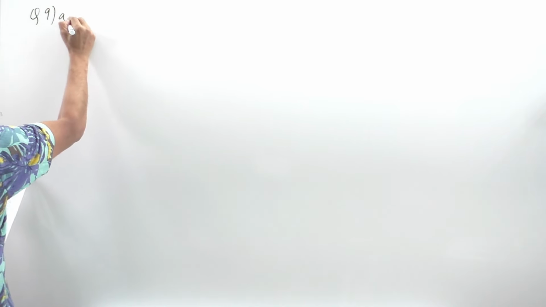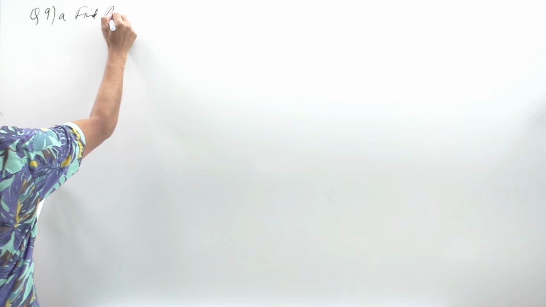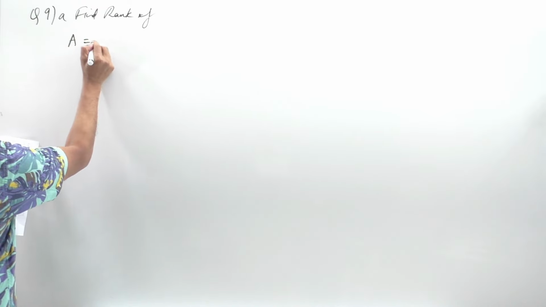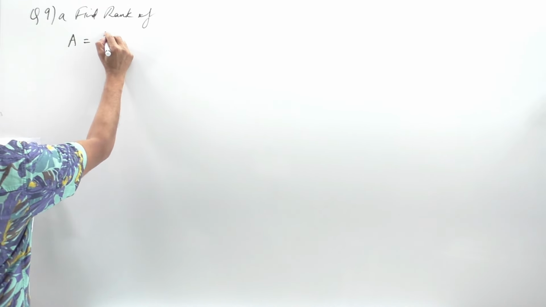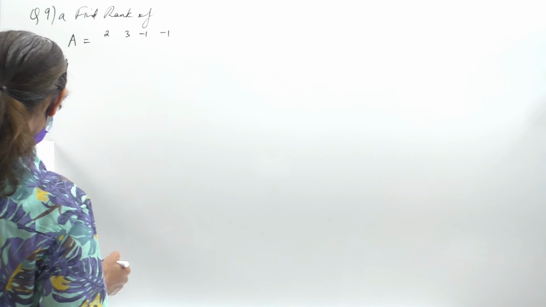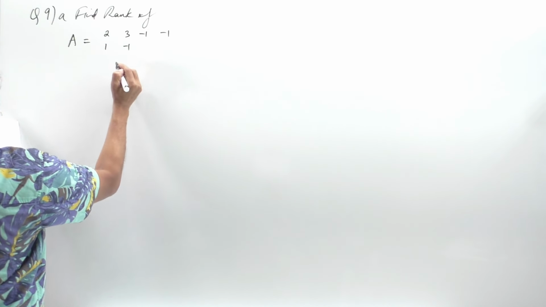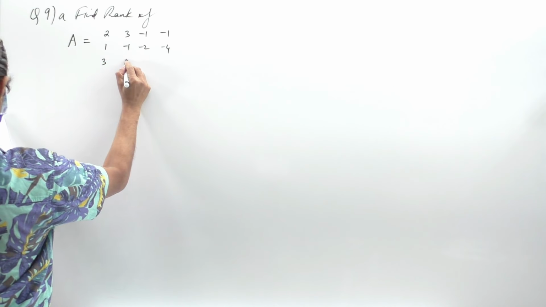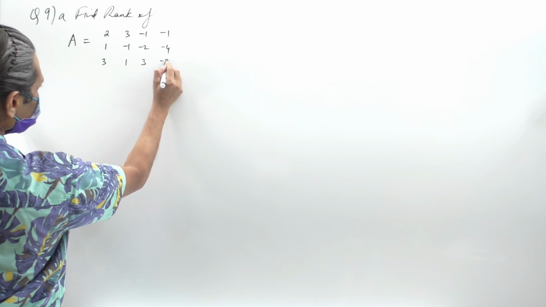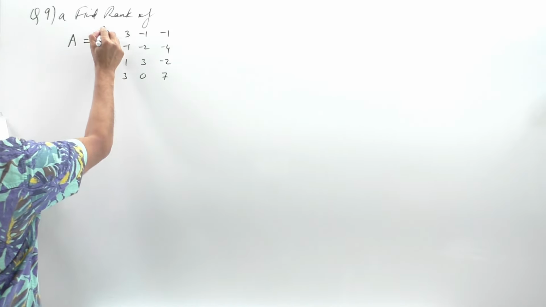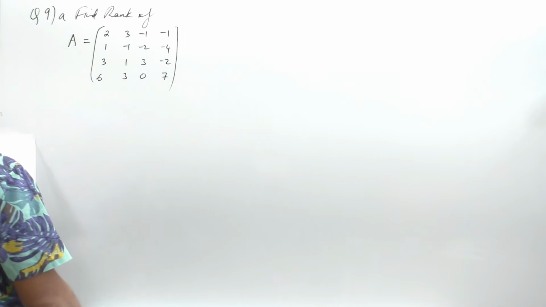Question 9A. Find the rank of A, which is equal to the matrix 2 3 minus 1 minus 1, 1 minus 1 minus 2 minus 4, 3 1 3 minus 2, 6 3 0 7. So I need to find the rank of this matrix.